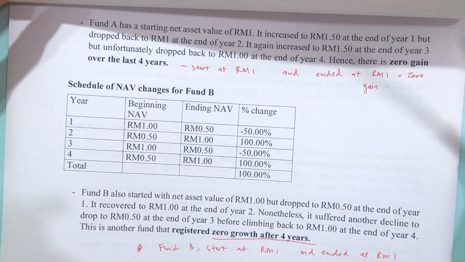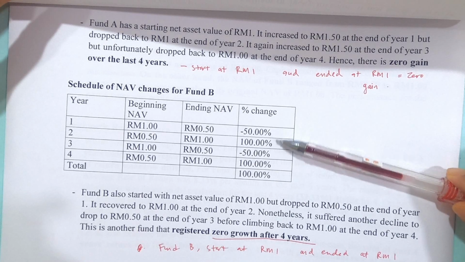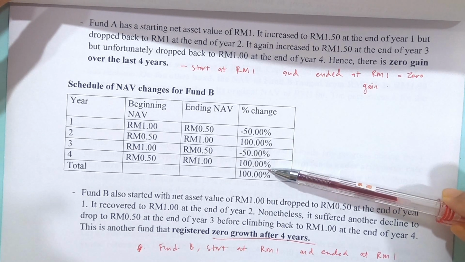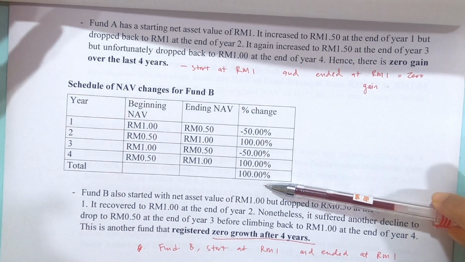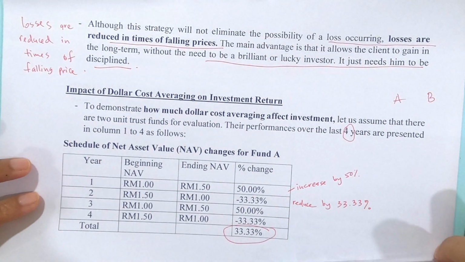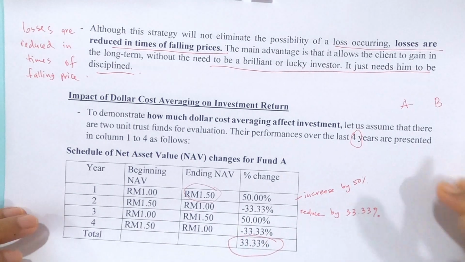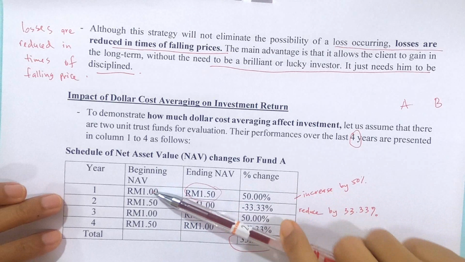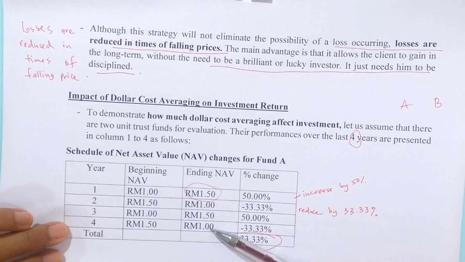But if you look at the change from negative 50% to 100% to negative 50% to 100%, we can see that the percent of change over these 4 years is 100%, while the percent of change for Fund A is 33.33%.